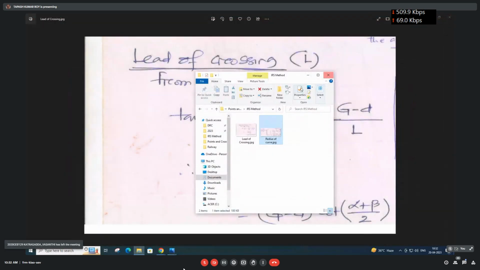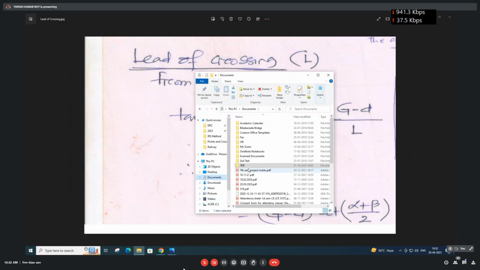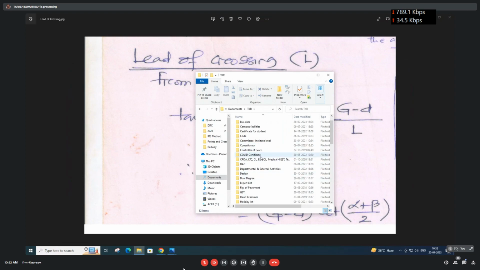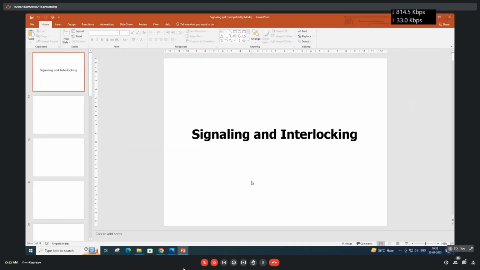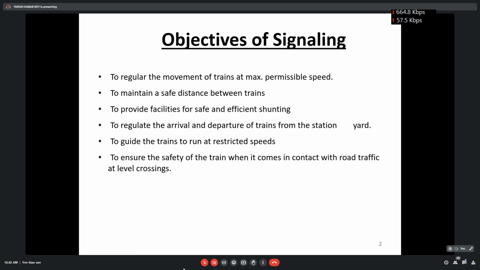Now I shall discuss another important item, known as signal. Signaling and interlocking, I will discuss that. What is the objective? It is a very important issue: to regulate the movement of the train at maximum permissible speed, to maintain a safe distance between the trains, to provide the facility for safe and efficient shunting, to regulate the arrival and departure of trains from the station yard, to guide the trains to run at restricted speed, and to ensure the safety of the train when it comes in contact with road traffic at level crossing. So this is the objective.